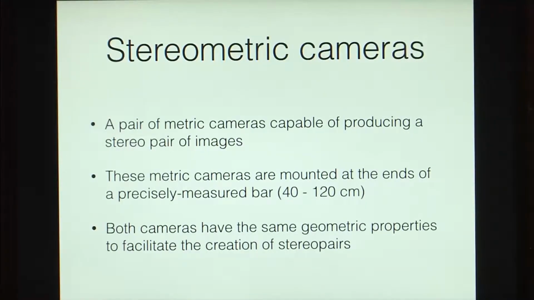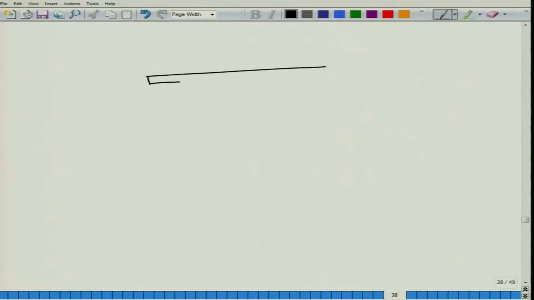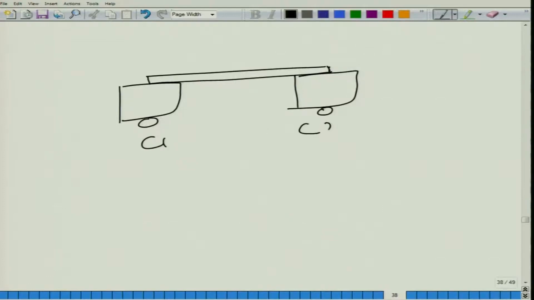So, the length of the bar, so for instance, if this is a bar and we have a camera, this is the first camera and this is the second camera, C1 and C2.